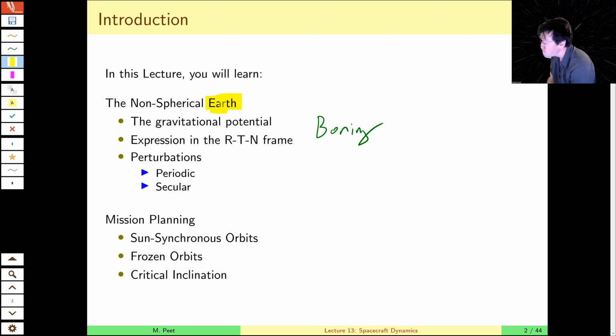And we'll quantify that by talking about how we map the gravitational potential of the Earth, that mu over r thing we talked about earlier, and how it's actually more complicated than that. And we'll talk about perturbations from the perfect mu over r gravitational potential, and put those perturbations in our RTN framework, where we have those three perturbing forces.